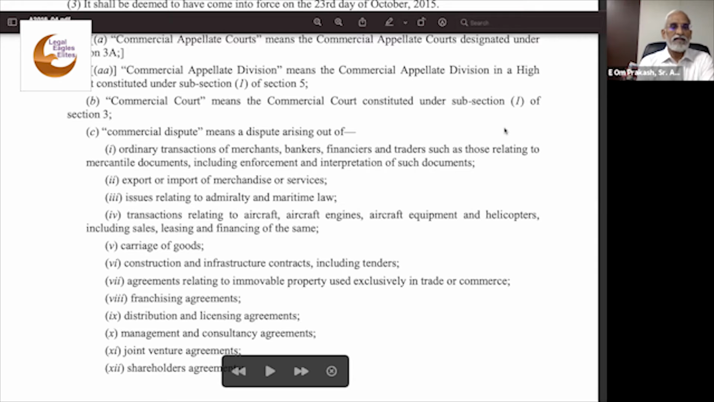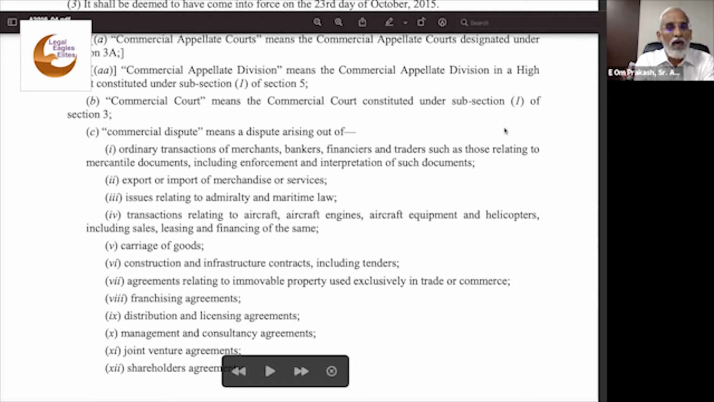Then management and consultancy agreements, likewise joint venture agreements, shareholders agreements, subscription and investment agreements pertaining to the services industry, including outsourcing in financial services, mercantile agency and mercantile usage. Now, like your agency agreements where distributors, agents, stockists of all mercantile, which is done. Then partnership agreements, then technology development agreements, then intellectual property rights.